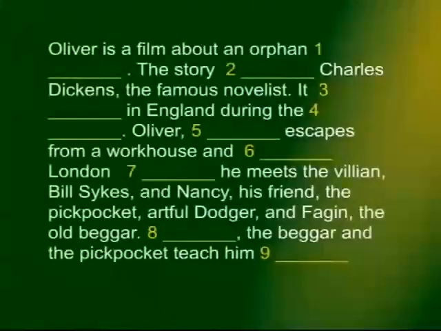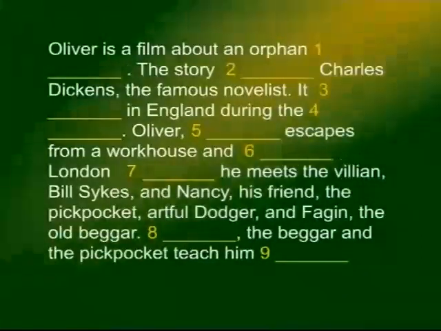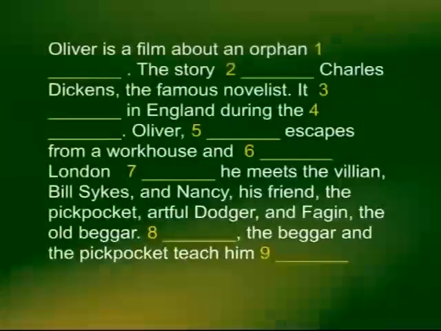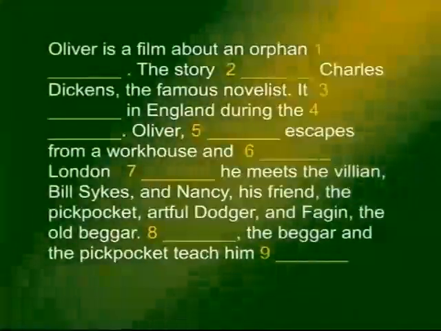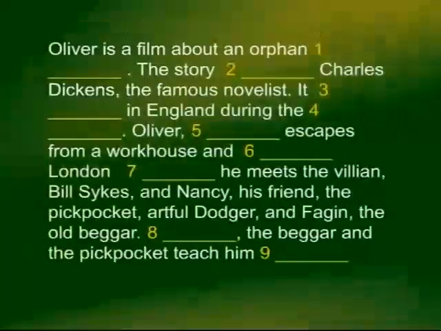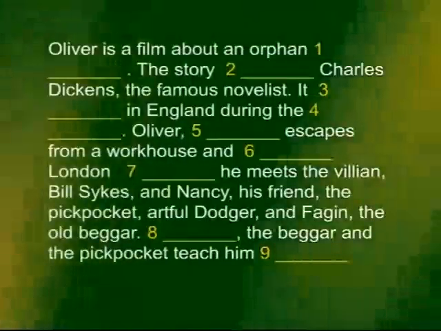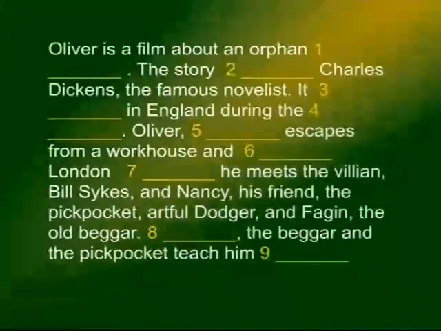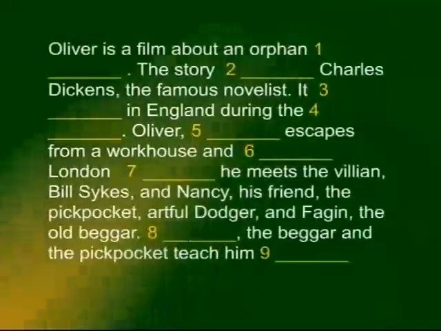It's a very interesting passage. It's about Oliver Twist. If you've read the passage, it's about a novel written by Charles Dickens. And this is about the film. Oliver is a film about an orphan boy, orphan child. It's entirely up to you. You can even have about a boy who lived in London. You can fill in anything. The story is written by Charles Dickens, the famous novelist.